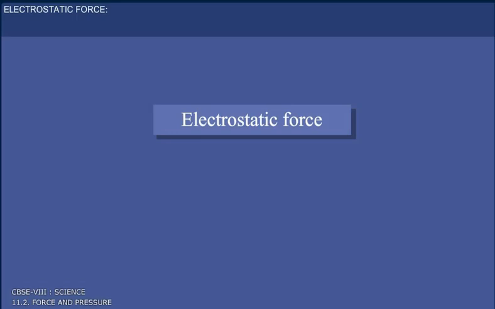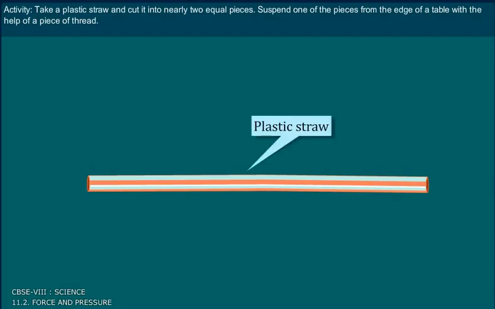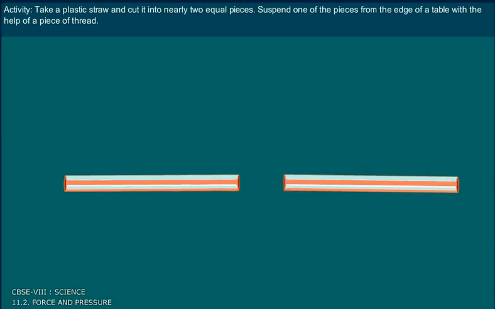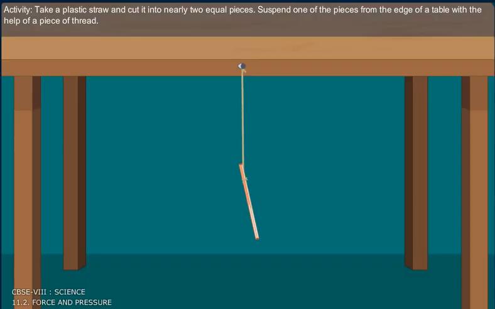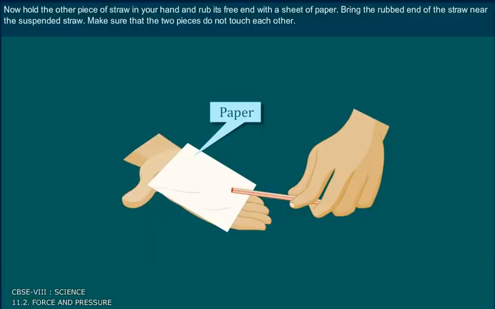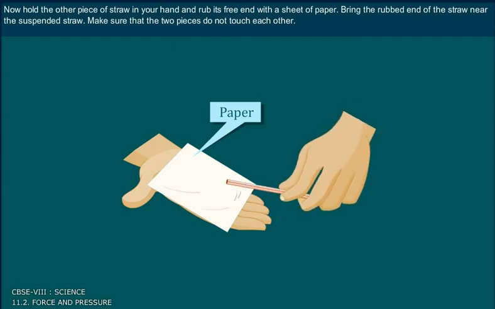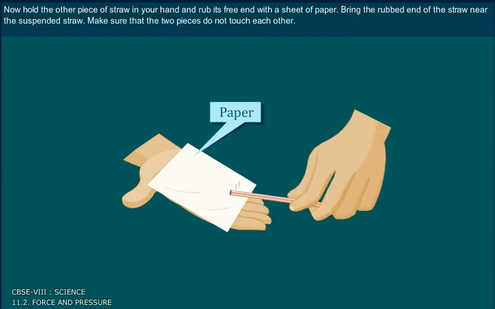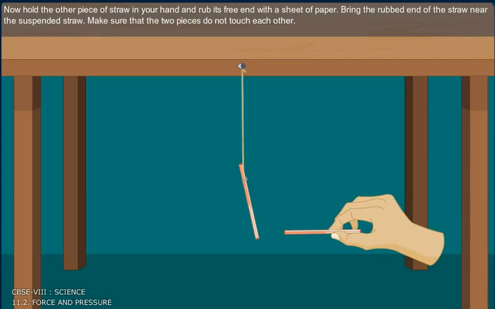Electrostatic force. Activity. Take a plastic straw and cut it into nearly 2 equal pieces. Suspend one of the pieces from the edge of a table with the help of a piece of thread. Now hold the other piece of straw in your hand and rub its free end with a sheet of paper. Bring the rubbed end of the straw near the suspended straw.